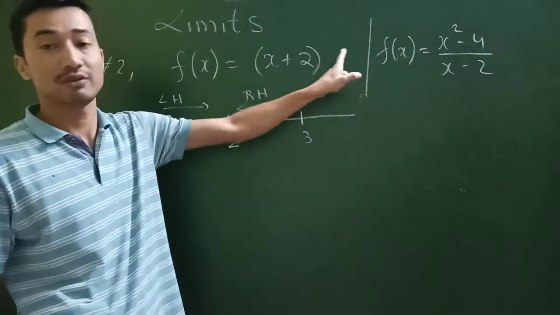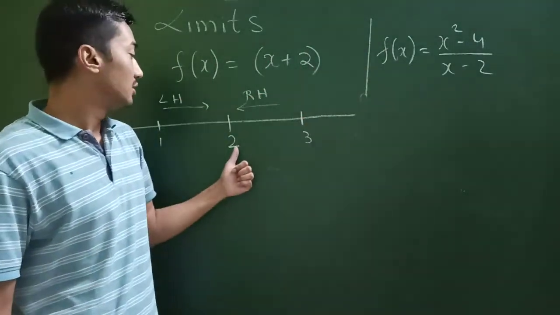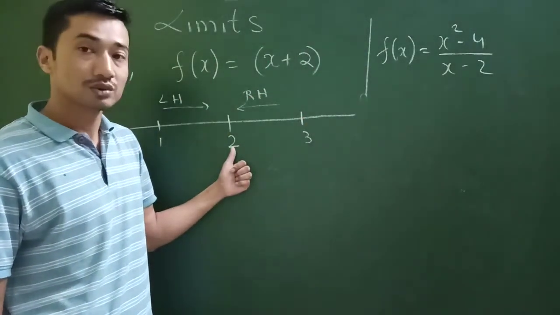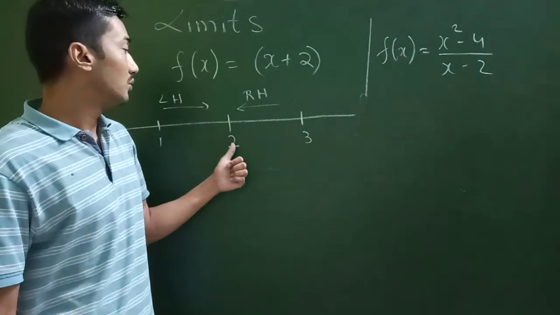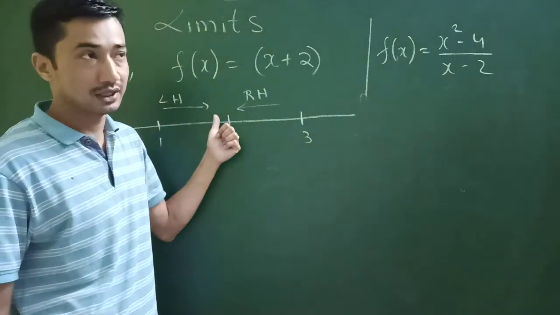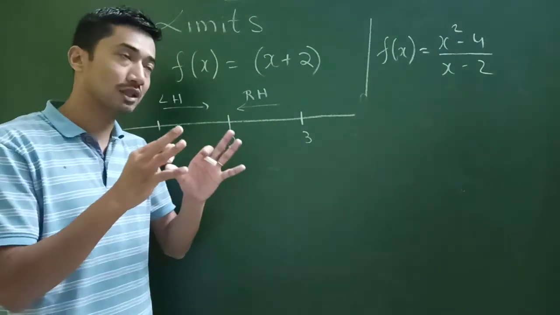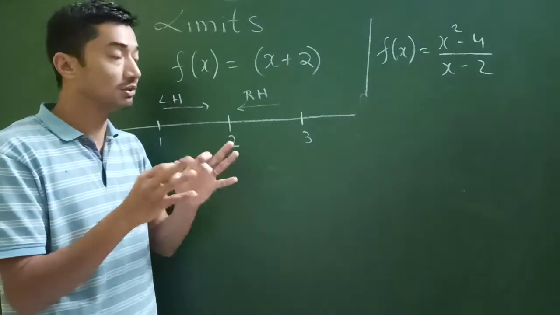This one is just a simplified form at x not equal to 2, because at x equal to 2 it cannot be defined. So we have here 2, this value. We can approach the value of 2 from the right hand side and from the left hand side. Please listen to me first. After that, once this is over, you will understand what we are trying to do here.